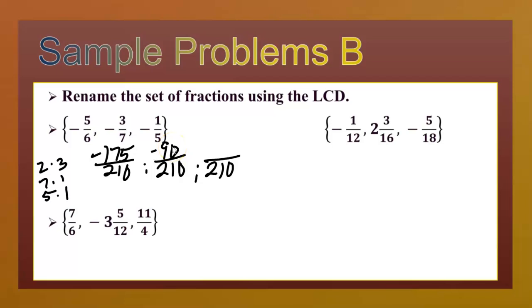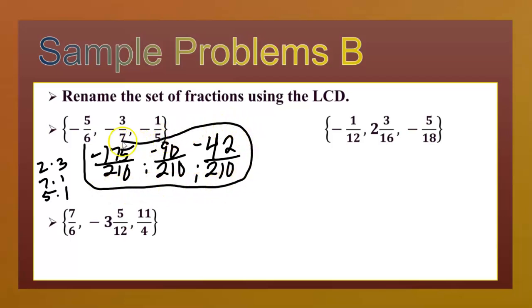And 210 divided by 5, well, 5 goes into 21 4 times. 4 times 5 is 20. 21 minus 20 is 1. Bring down the zero, so 5 goes into 10 2 times. So that should be 42. And 5 times 42 is 210, and negative 1 times 42 gives you negative 42. So this would be our set, renamed.